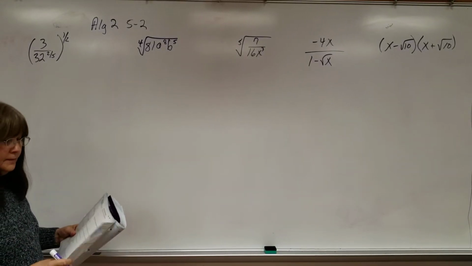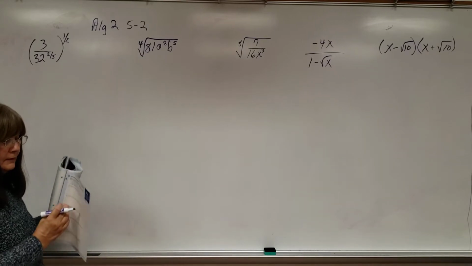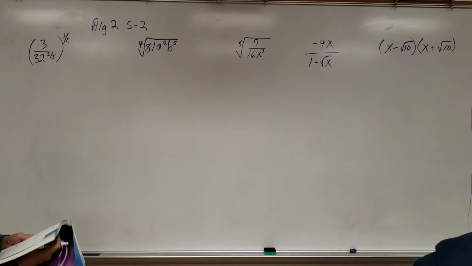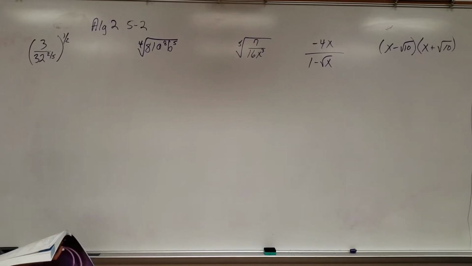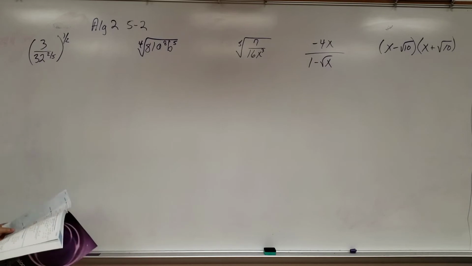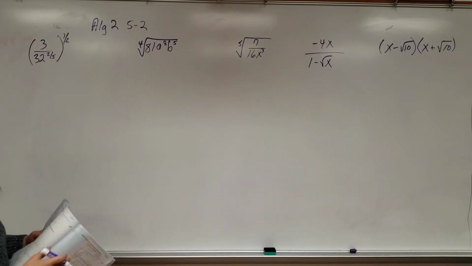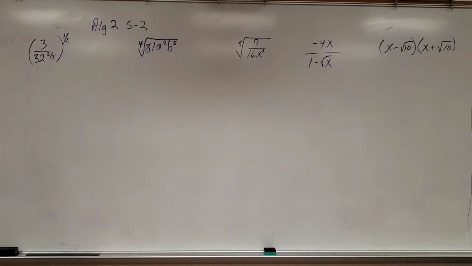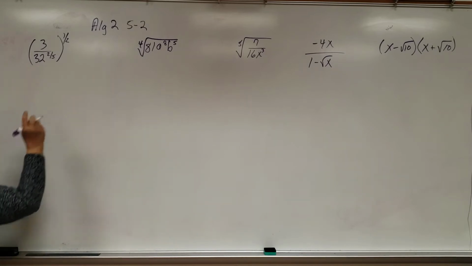In this lesson, we are going to be looking at properties of exponents and radicals. So, for the first problem that we have up today, I have 3 divided by 32 and 2 to the 2/5 to the 1/2. Now, in order to simplify this, you're going to remember that if you have to multiply anything, usually it has to have the same base. But here we don't have to worry about this.